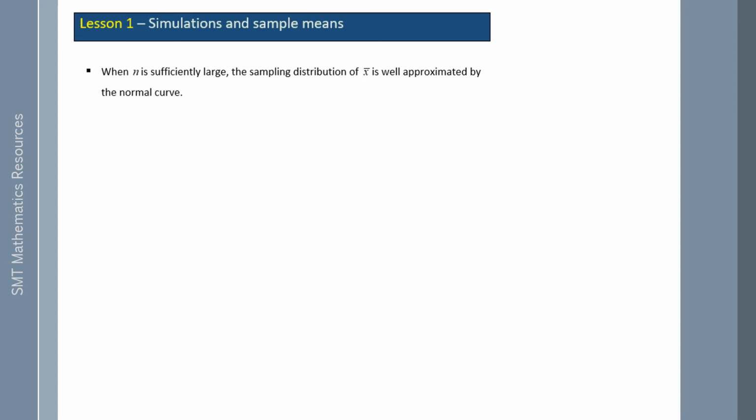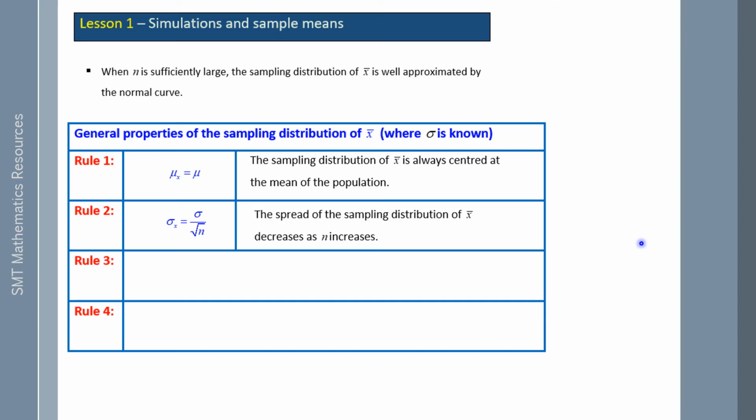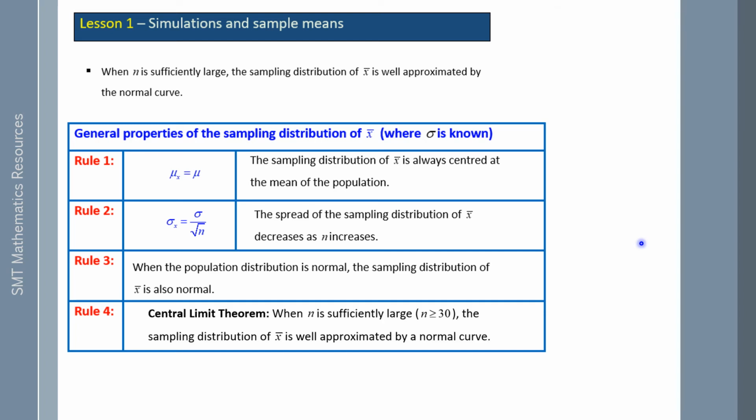When n is sufficiently large, the sampling distribution of X bar is well approximated by the normal curve. General properties of the sampling distribution, where sigma is known, note it will change when we don't know sigma: the sampling distribution of X bar is always centered at the mean of the population. The standard deviation of X bar is sigma divided by the square root of n. The spread of the sampling distribution of X bar decreases as n increases. If the population distribution is normal, the sampling distribution of X bar is also normal. The central limit theorem: when n is sufficiently large, where n is greater than or equal to 30, the sampling distribution of X bar is well approximated by a normal curve.